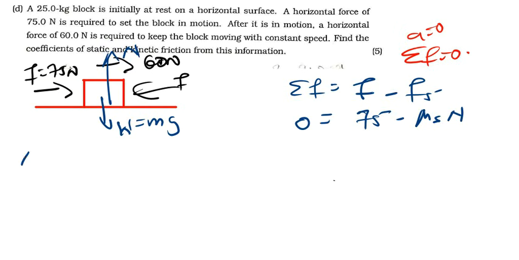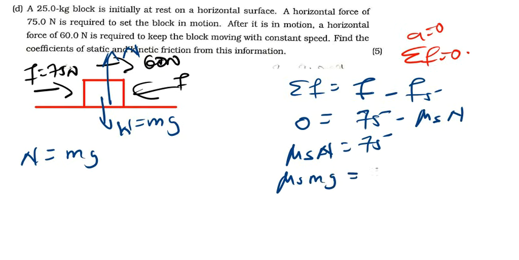So the normal force in this case is equal to mg. As simple as that. Then we shift this to the other side, to the left side. So we have mu s times the normal force is equal to 75. Replace the normal force with mg, being equal to 75. So we divide both sides by mg.